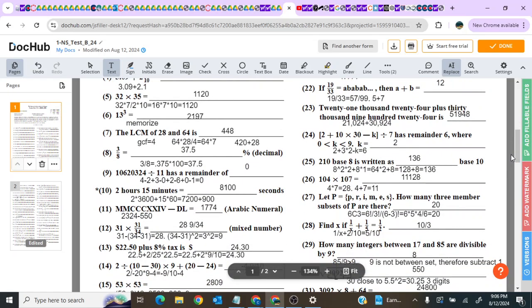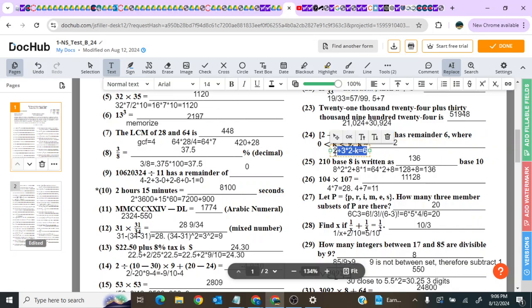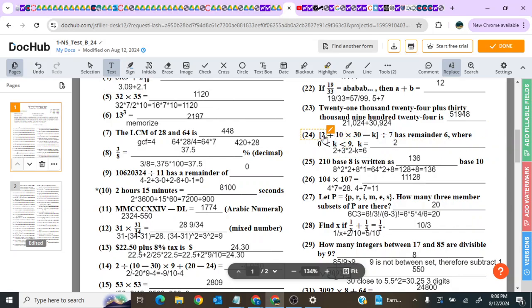Then 2 plus 7 times 30 minus k divided by 7 has a remainder of 6. You can take the remainder whenever on any number, basically whenever you want. So 2 doesn't need to be changed. 10 divided by 7 has a remainder of 3. Change that. 30 divided by 7 has a remainder of 2. Change to that. And then minus k will get you 6. So 8 minus k will get you 6. K is equal to 2.